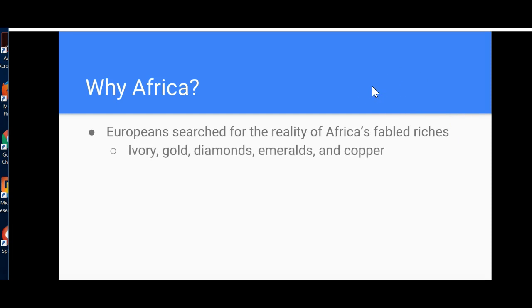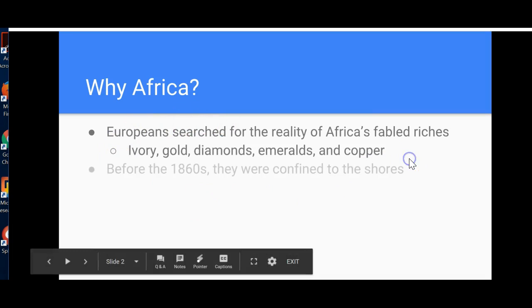So, what does Africa have? Well, it still does, maybe not in the same capacity as it did in the 1800s, but it still does have these resources. Ivory, which comes from elephant tusks and is banned from being harvested because you cannot kill a beautiful elephant in order to harvest only their tusks. Gold, diamonds, emeralds, and copper. All of these make people money.